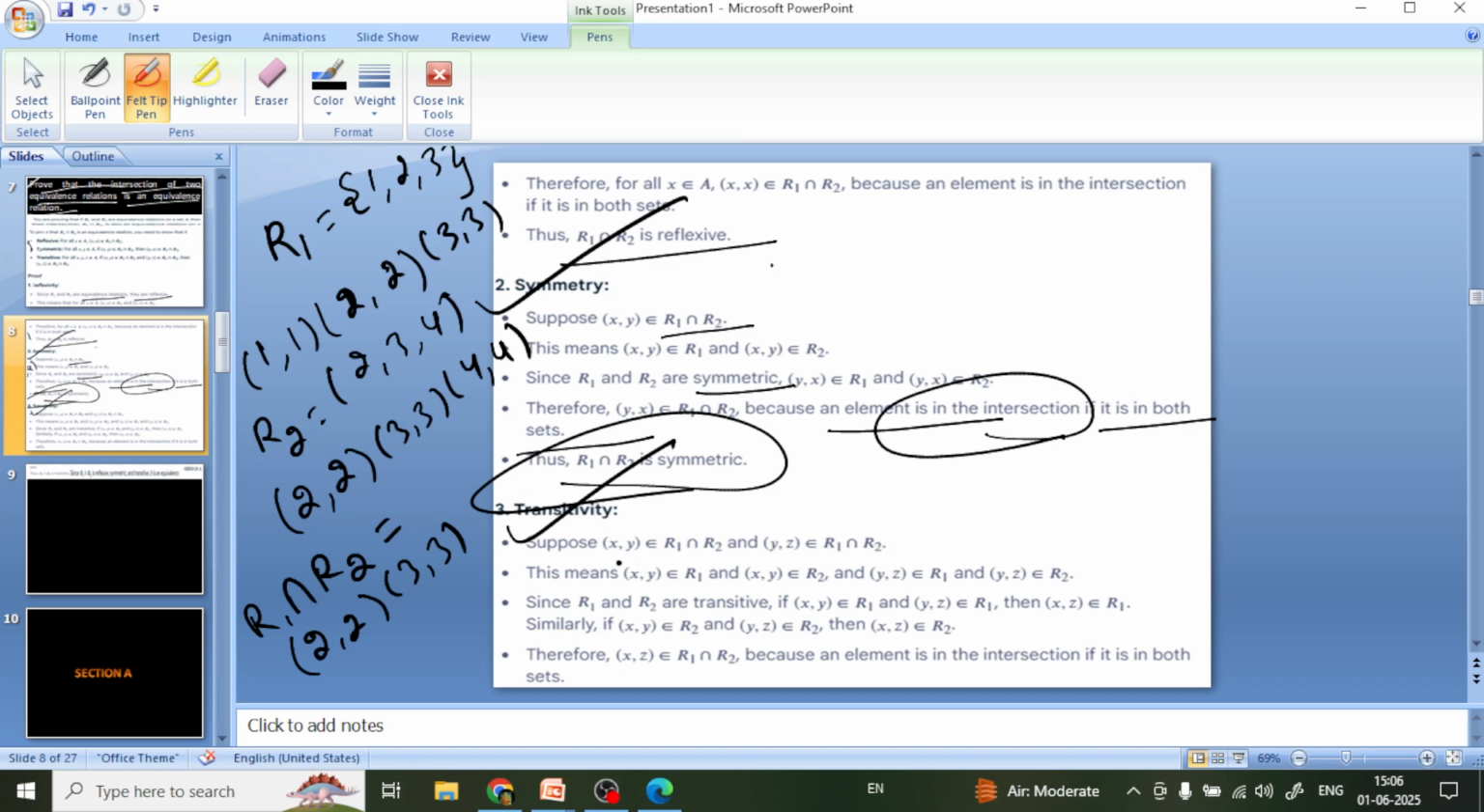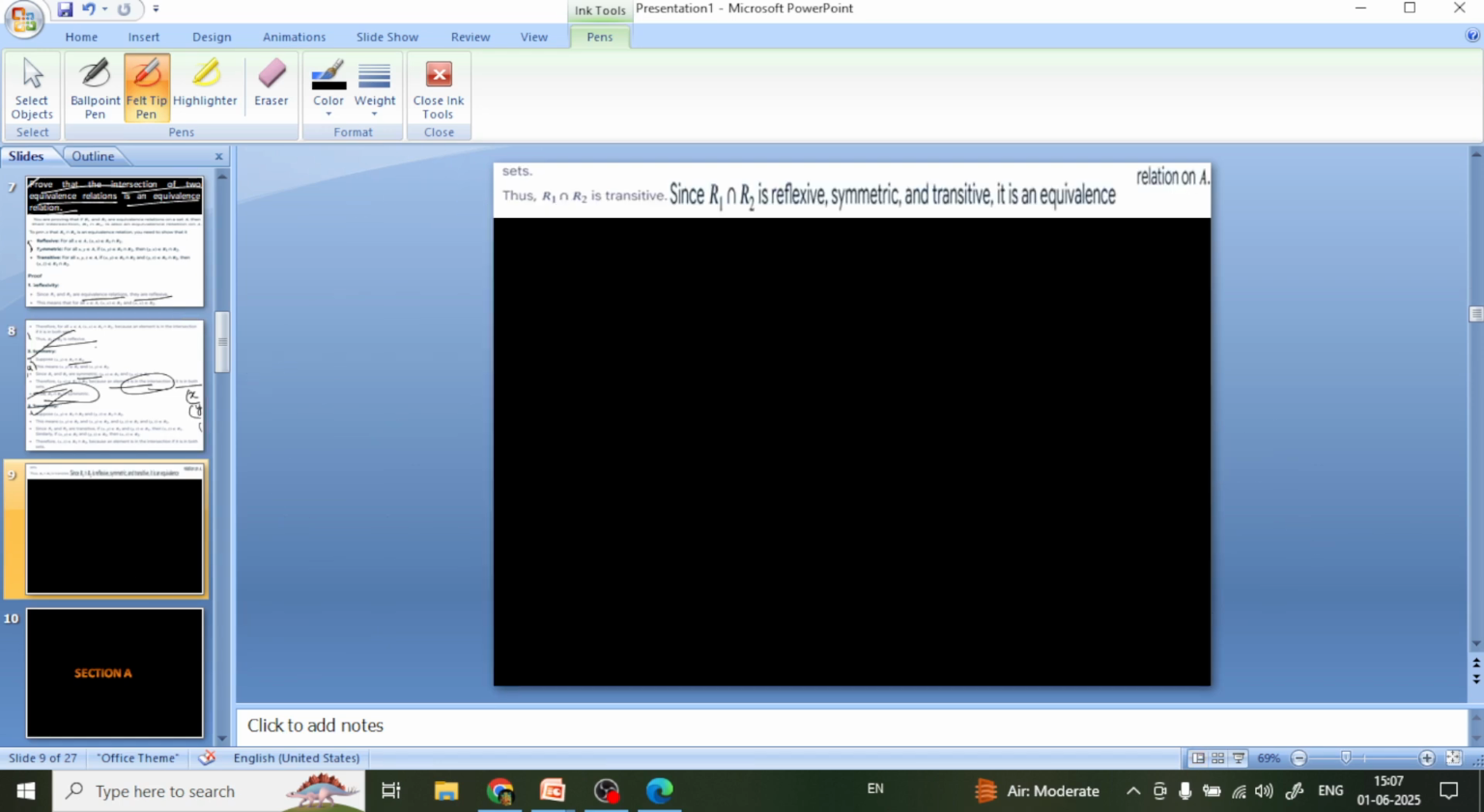Transitivity means, suppose (x, y) belongs to the intersection of R1 and R2, and (y, z) belongs to the intersection of R1 and R2. Then (x, z) also belongs to R1 intersection R2. Then you can say that this is transitive. Thus R1 intersection R2 is reflexive, symmetric and transitive, so that's why we can say this is an equivalence relation on A.